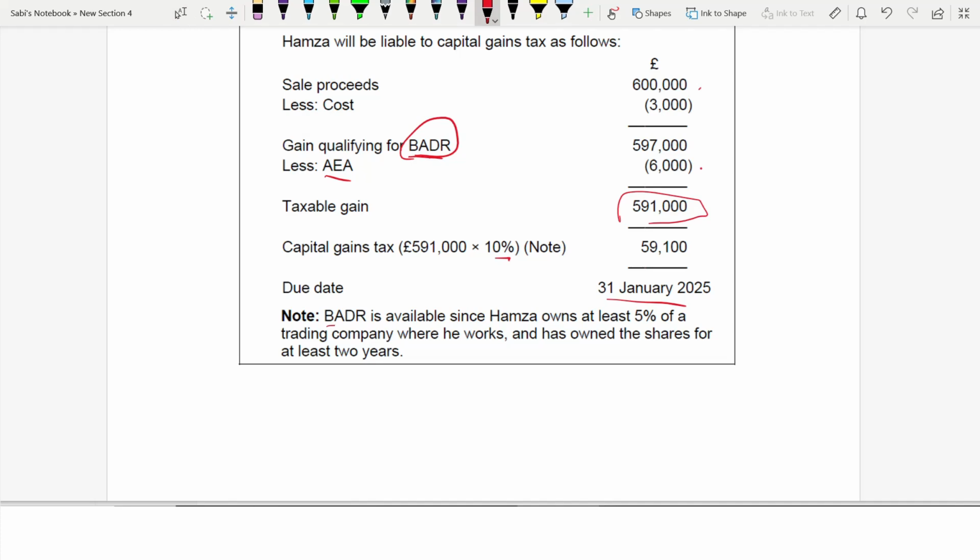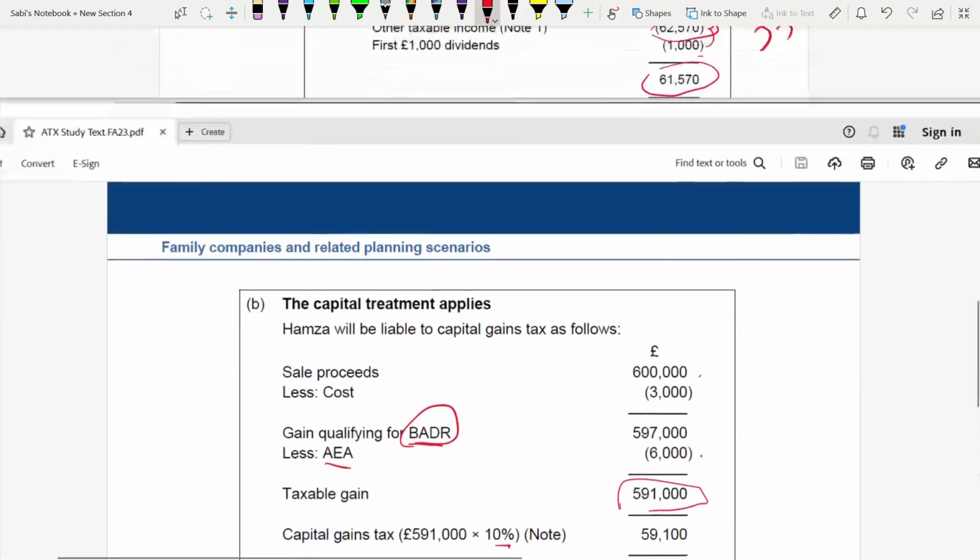Why will they get this? Very important, because Hamza owns at least 5%. See, 10% shares, right? So they own at least 5%. It's a trading company where he's worked. He has owned the shares for at least 2 years. If you see, that's why.